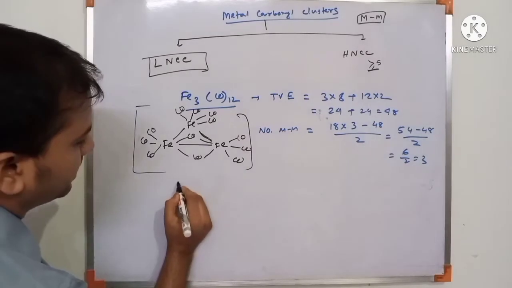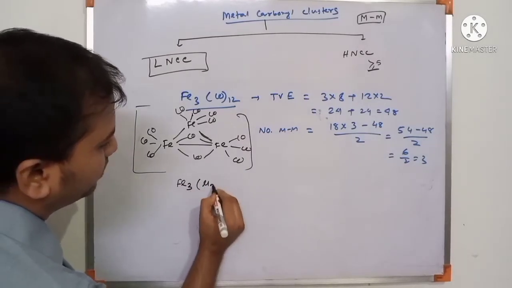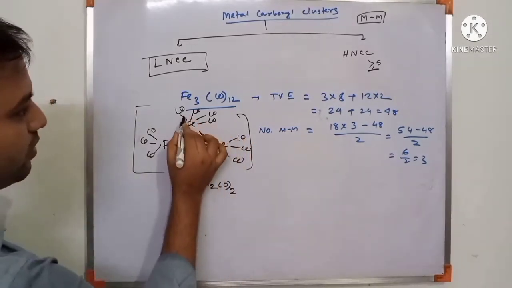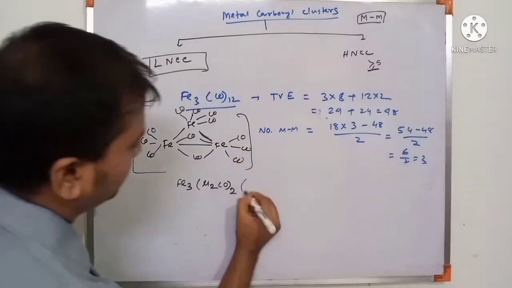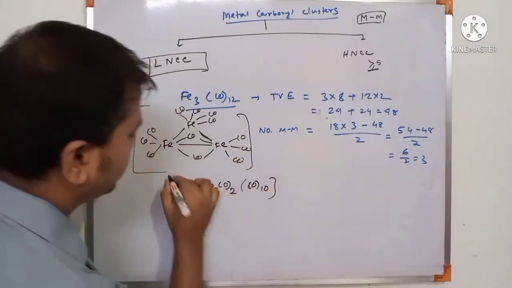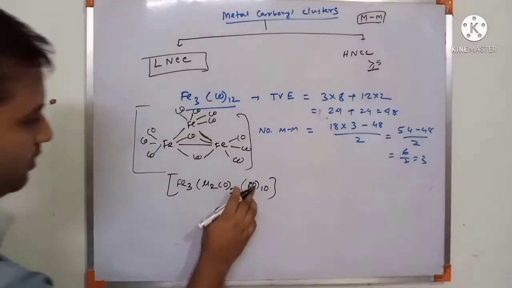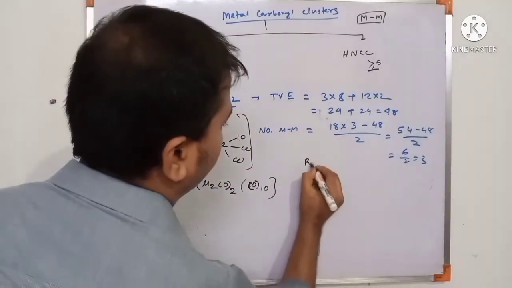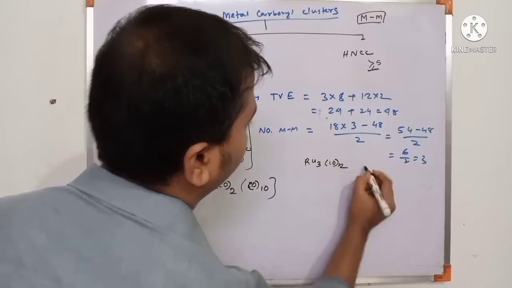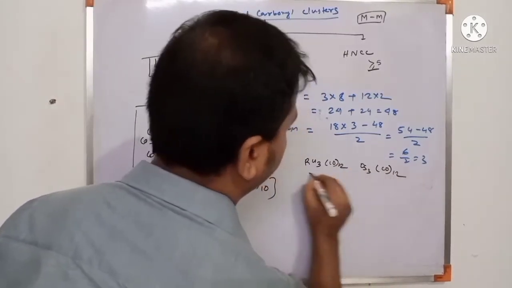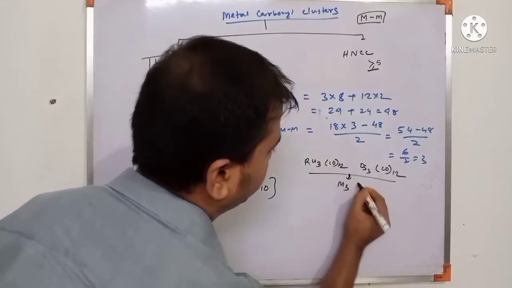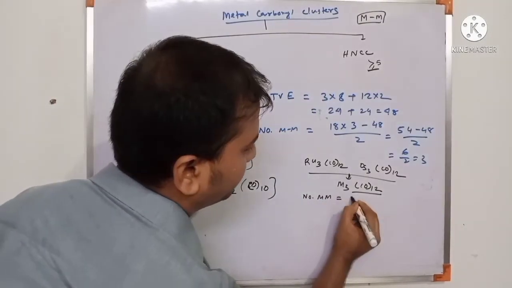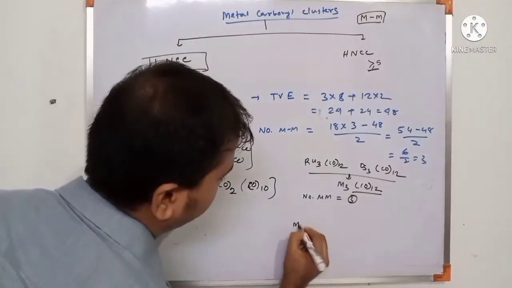Now the general formula is Fe3(mu2-CO)2(CO)10. There is mu2 CO here, 2, and terminal CO 1, 2, 3, 4, 5, 6, 7, 8, 9, 10. So total CO is 12. This is the actual formula. Now, in place of this, ruthenium or osmium: Ru3(CO)12 or Os3(CO)12. In general, M3(CO)12. Calculate the number of metal bonds, same 3, but there is no bridging ligand.